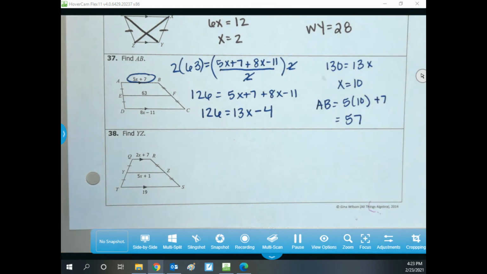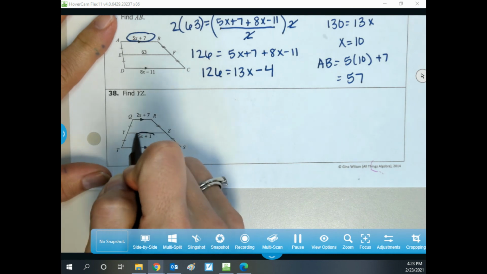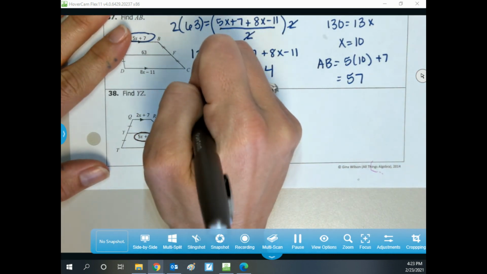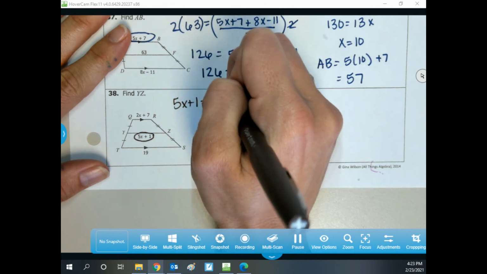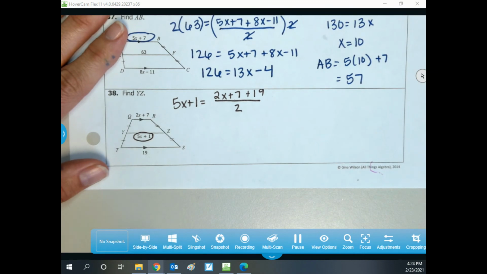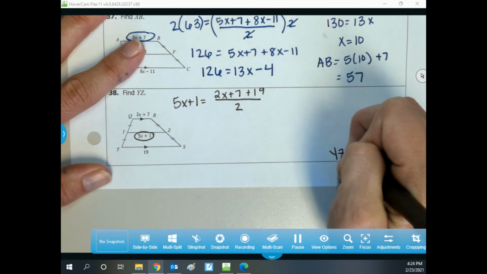All right, last problem. Find YZ. So we're going to do the exact same thing, except this time we're looking for this piece. All right. So the middle piece, 5x plus 1, equals 2x plus 7 plus 19, all divided by 2. Go ahead and solve for YZ now.